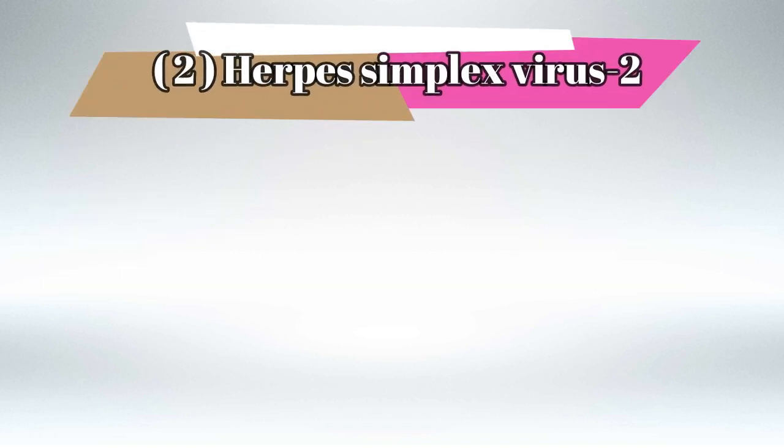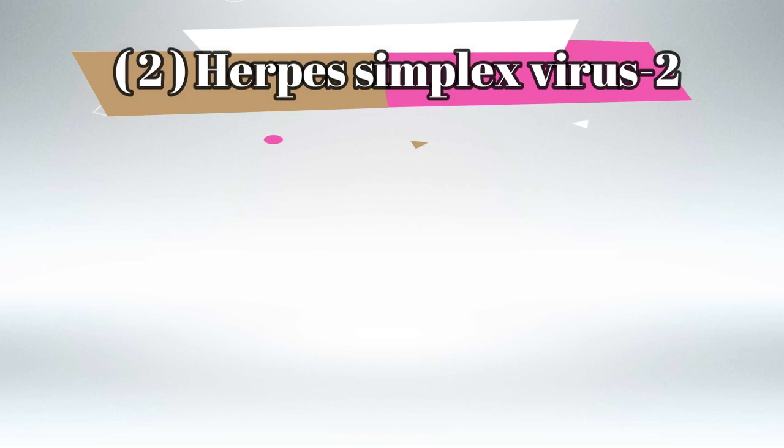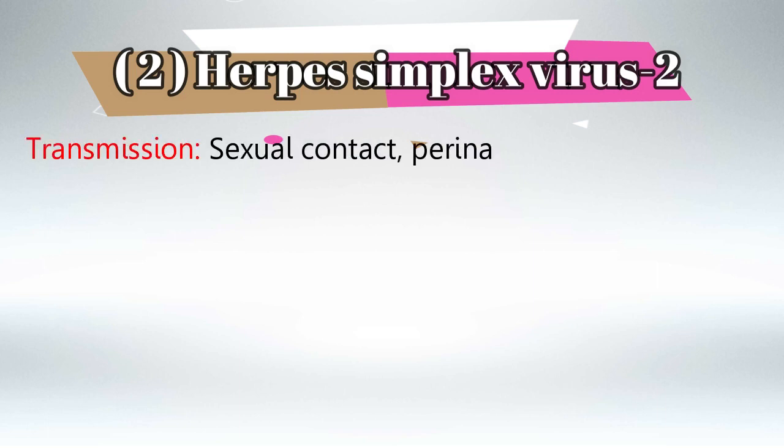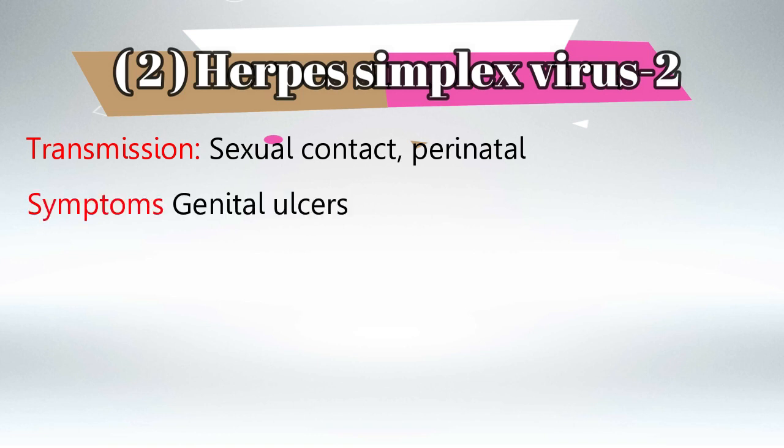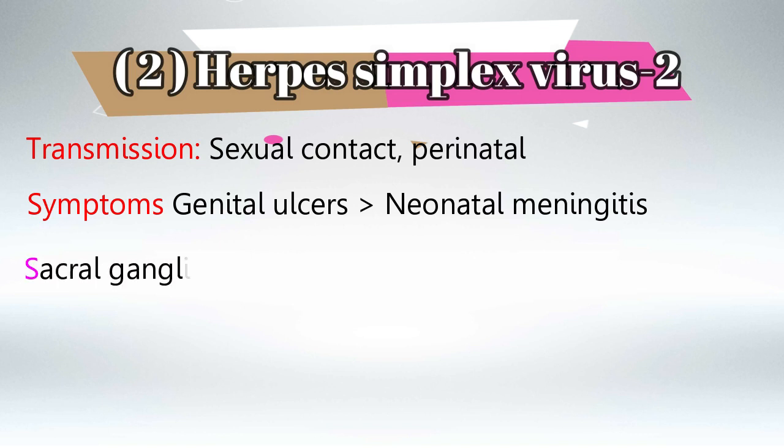The second herpes virus is called herpes simplex 2 and transmits via sexual contact and perinatal. It causes genital ulcers and neonatal meningitis. And the virus resides in the sacral ganglion. So remember that the second herpes simplex resides in the sacral ganglion. So second starts with S and sacral starts with S as well.